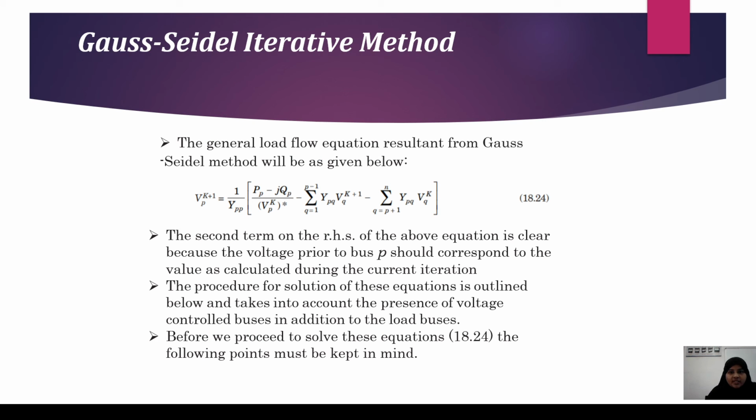The general load flow equation from Gauss-Seidel method will be as follows. So, students, you have to remember this equation, that is Vpk plus 1 is 1 by Ypp, Pp minus Jqp by Vpk conjugate minus summation Q is equal to 1 to P minus 1 Ypq Vq K plus 1 minus summation Q is equal to P plus 1 to n Ypq Vq K.